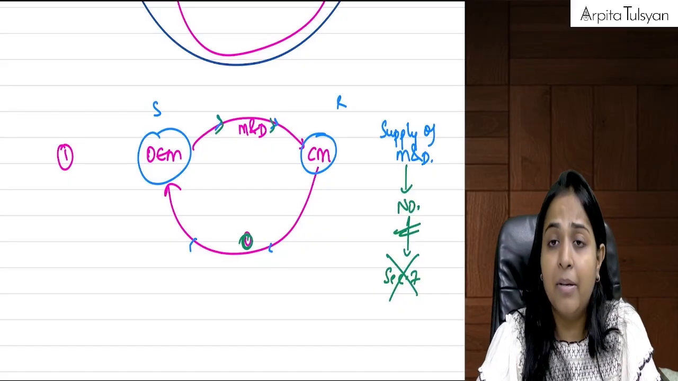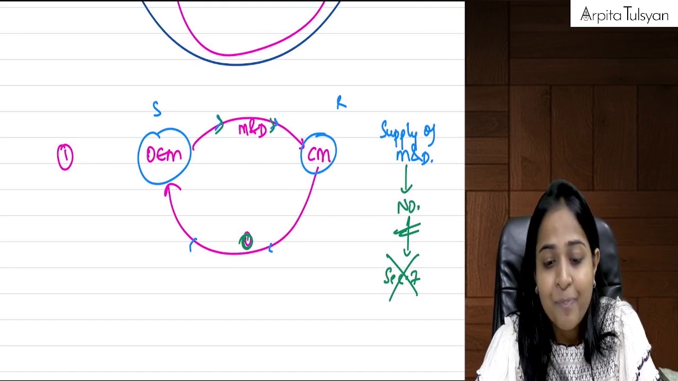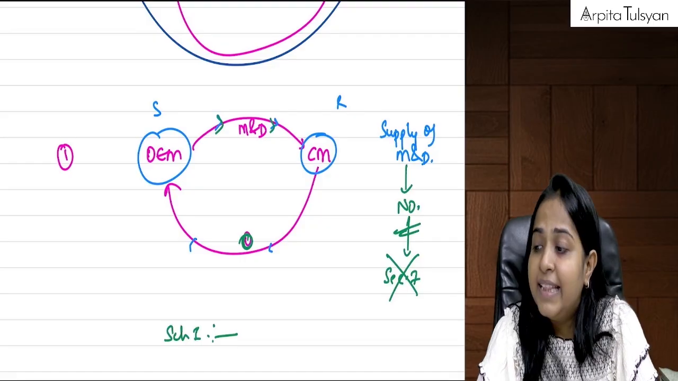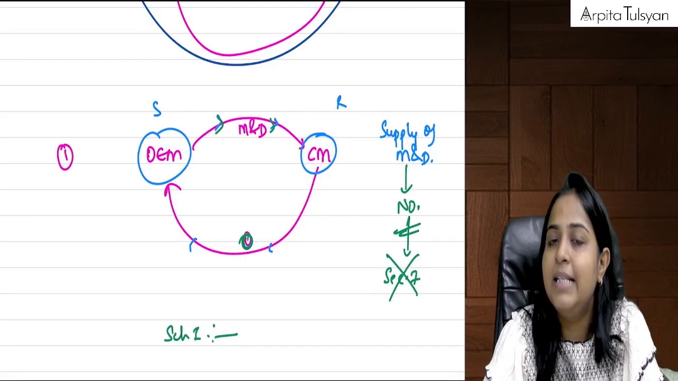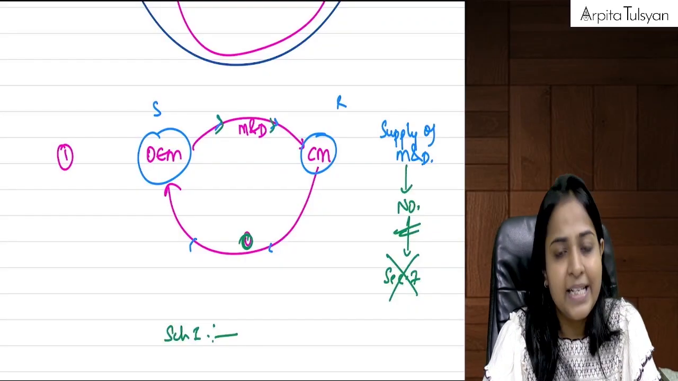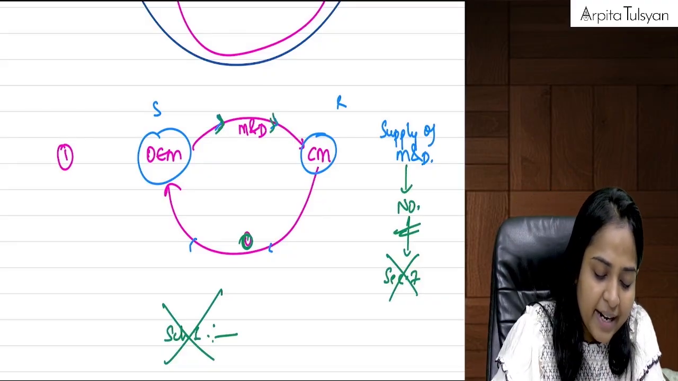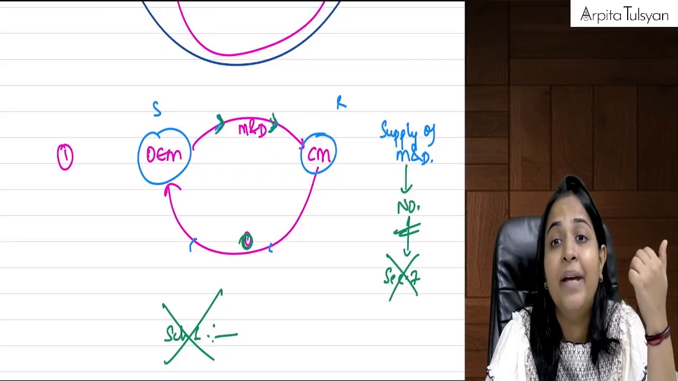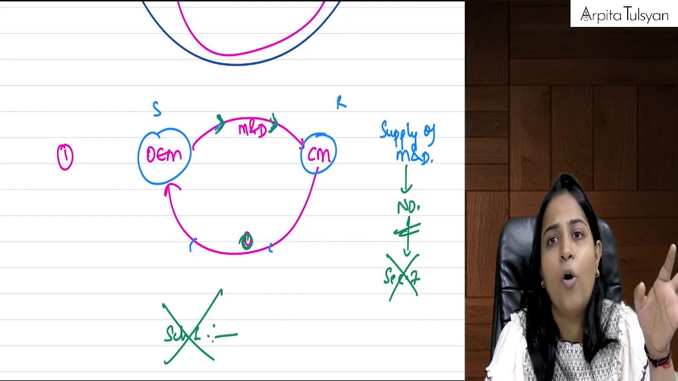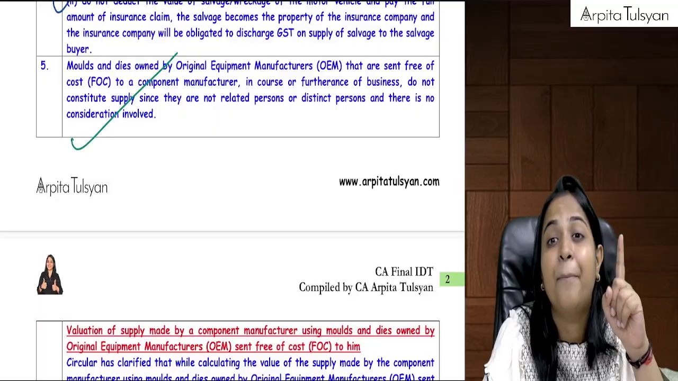Ma'am, does this fall under schedule number 1? No, this does not fall under schedule number 1 also. Do you recollect in schedule number 1 we had all those transactions that even if done without consideration, will too be considered as a supply. So these OEM and CM are not related persons, they are not distinct persons, right? So in that case, schedule number 1 is also not applicable here. If schedule number 1 is also not applicable, then any supply done by the OEM to the component manufacturer will not be considered as a supply, and therefore there will be no GST applicable on this. This was the first thing which was coming in our supply chapter.